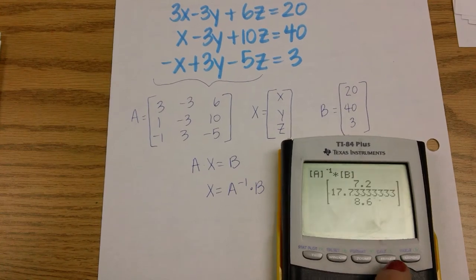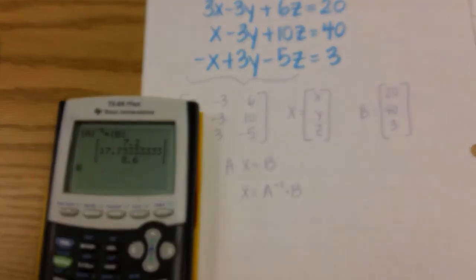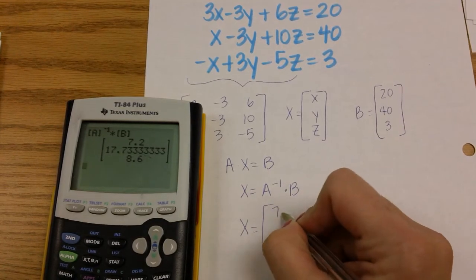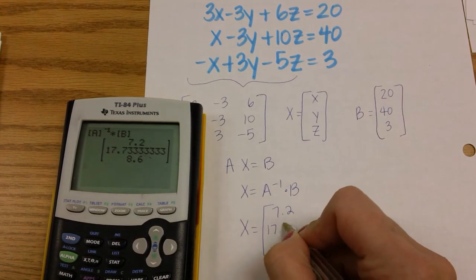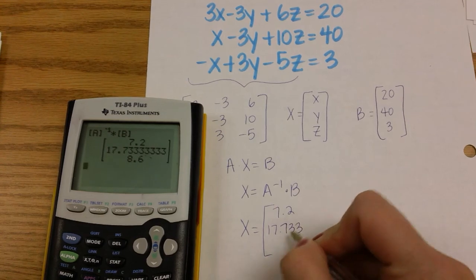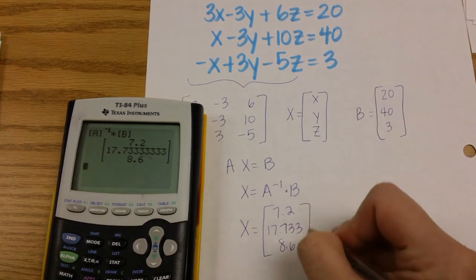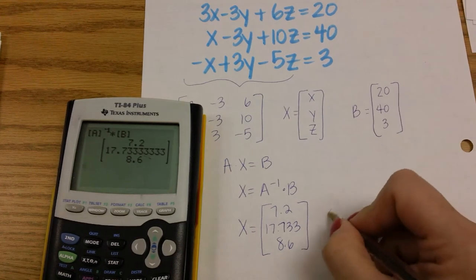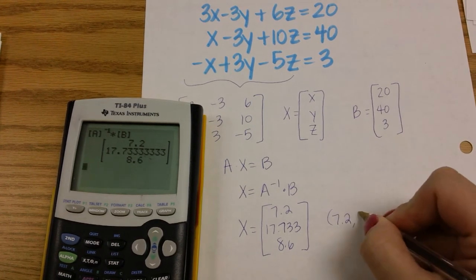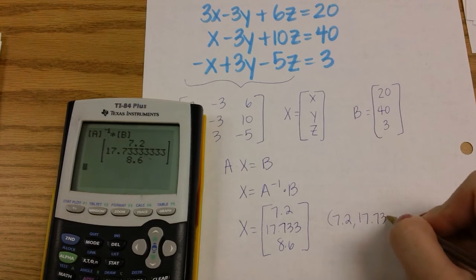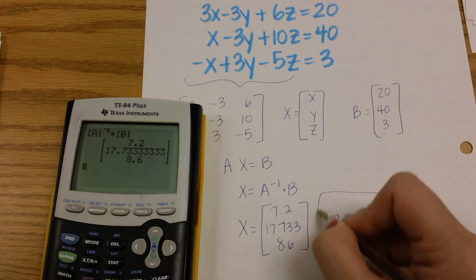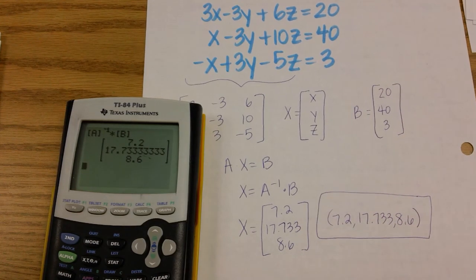And what that gives us is this solution matrix, which is our x matrix. So in this case, it's telling us that x equals 7.2, 17.733, and 8.6. Okay, so if we wanted to write our solution as an ordered pair, our x term would be 7.2, our y is 17.733, and our z is 8.6.